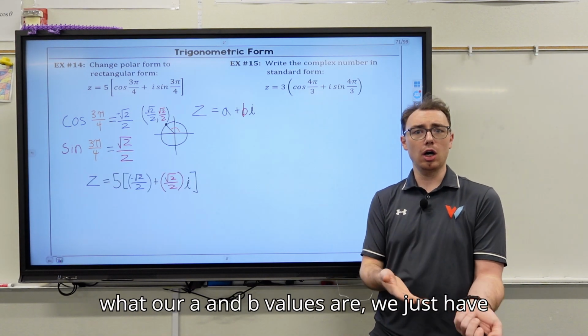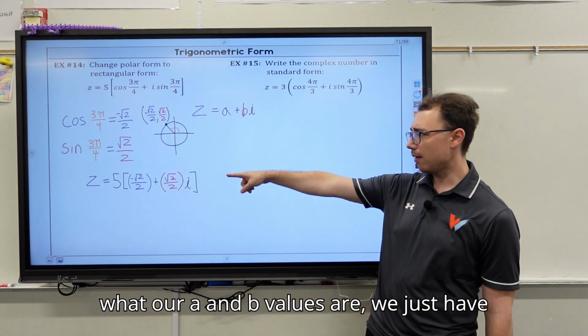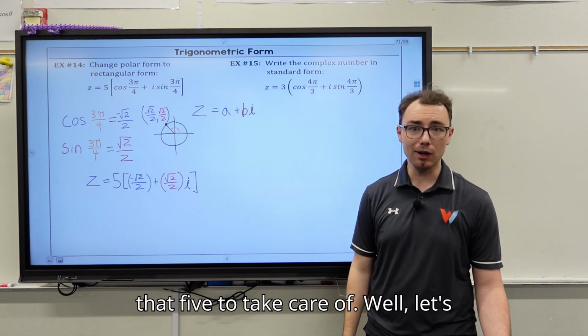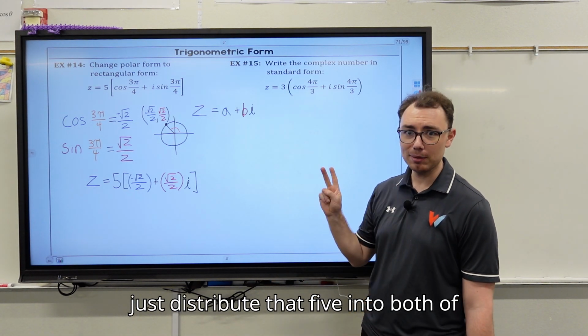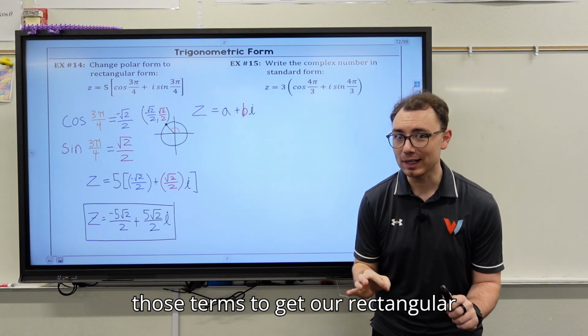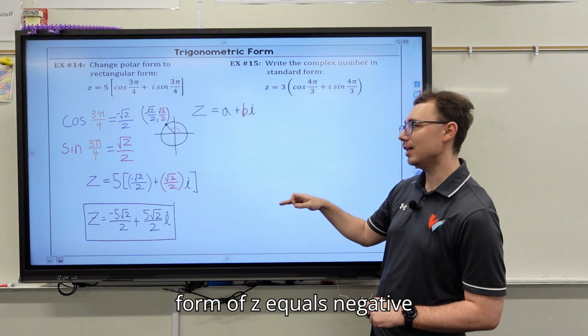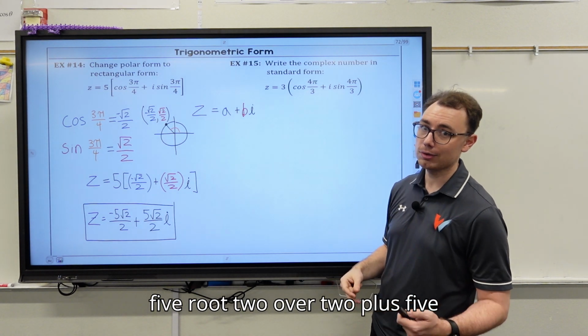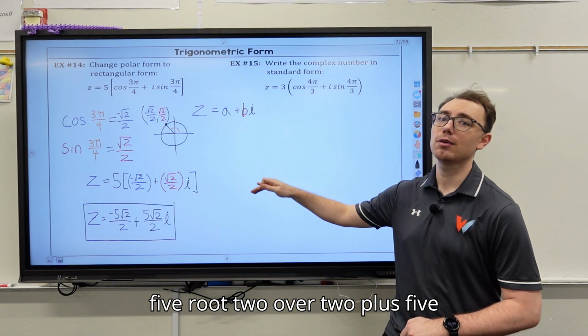Well, now that we know what our a and b values are, we just have that 5 to take care of. Well, let's just distribute that 5 into both of those terms to get our rectangular form of z equals negative 5 root 2 over 2 plus 5 root 2 over 2 i.